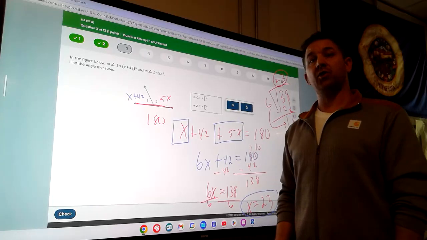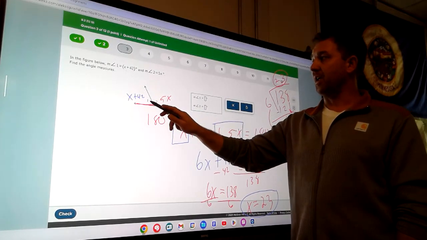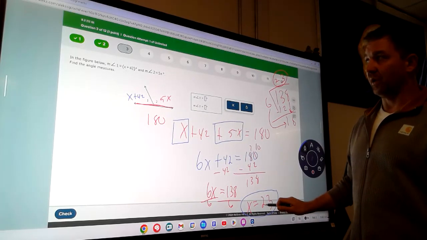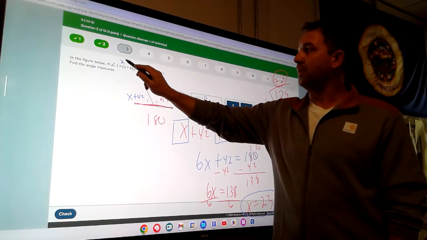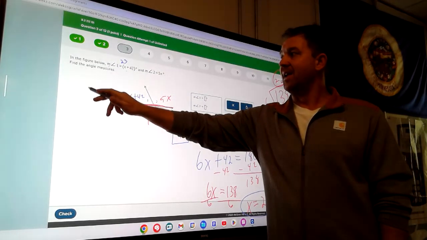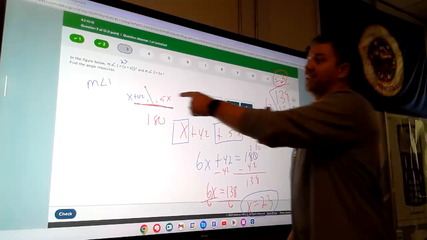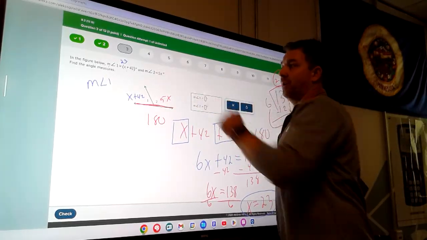Maybe this will be helpful for you on your screen. If you want to put it up here, fine. That's fine too. But notice how I put it on the picture. I know that x is 23. So I need to put 23 in place of x to find the measure. That M in front stands for the measure of angle 1. I want to know what this angle is. So I have to put that 23 in for x.